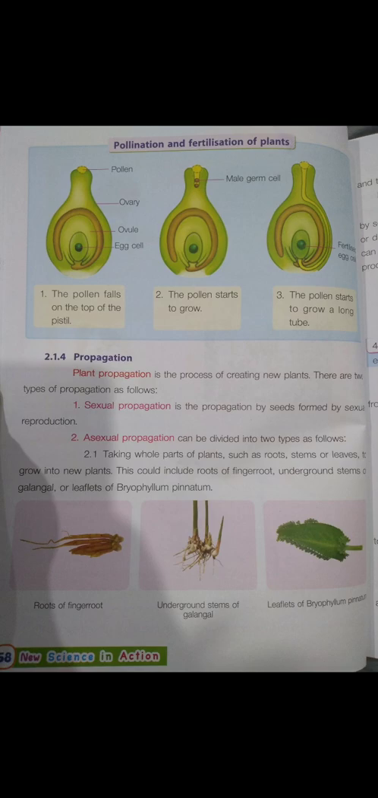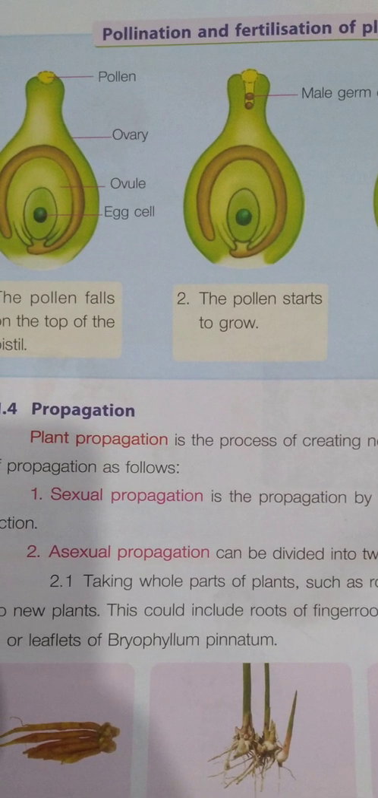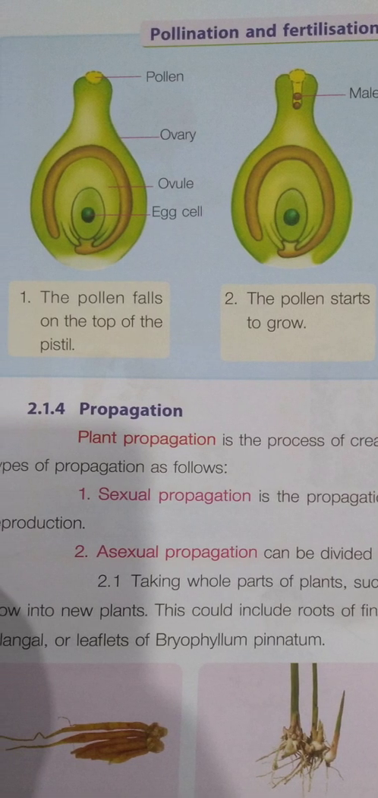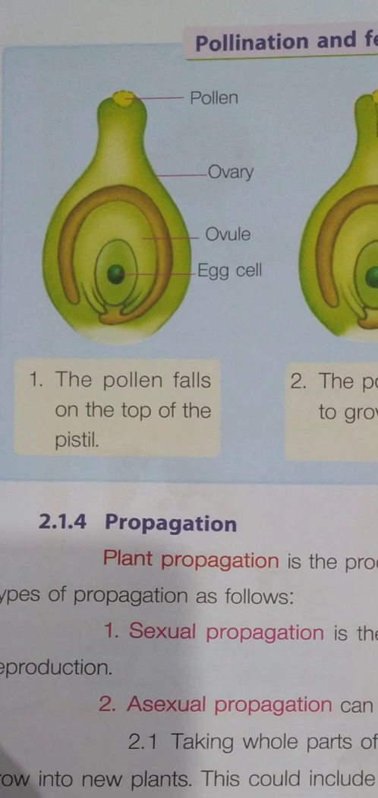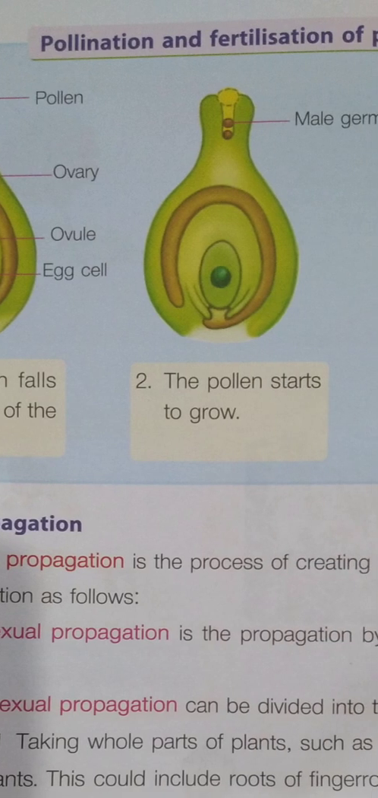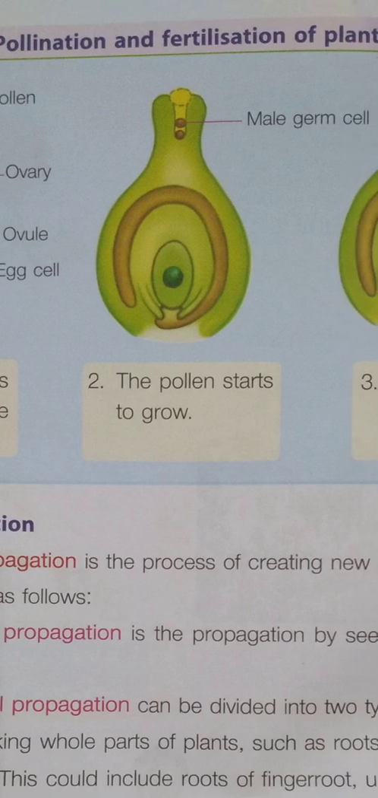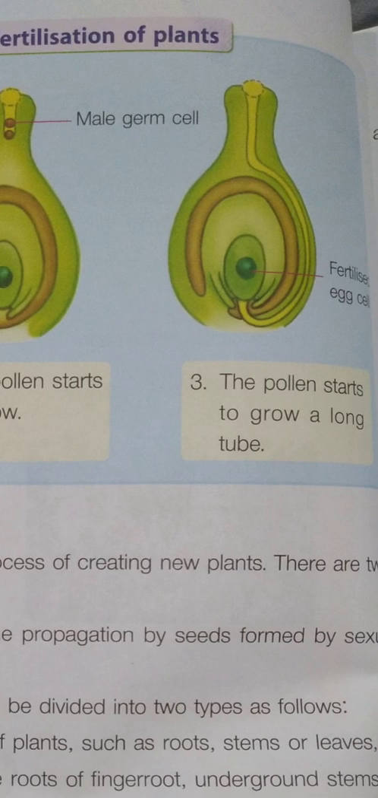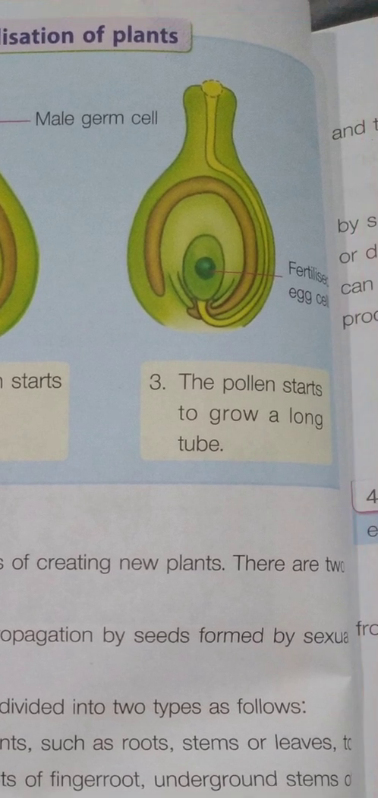Okay, now please open your book on page 58. Pollination and fertilization of plants. So here is the picture. The pollen falls on the top of the pistil. And next, the pollen starts to grow. That's the male germ cell. And then the pollen starts to grow a long tube.